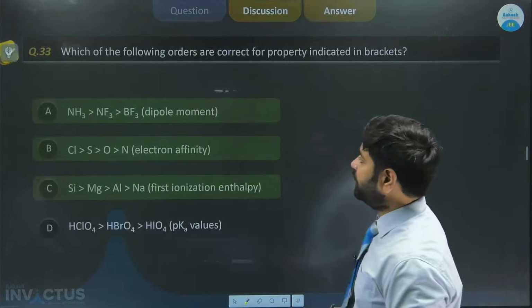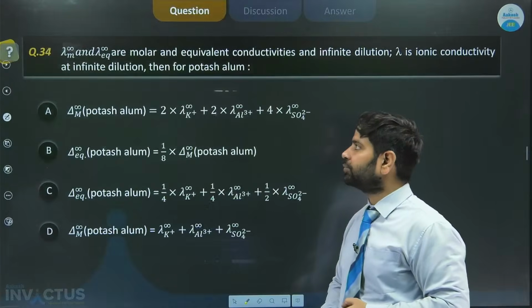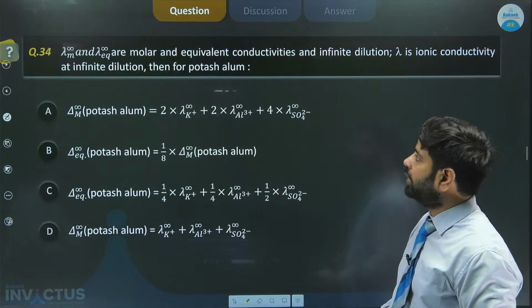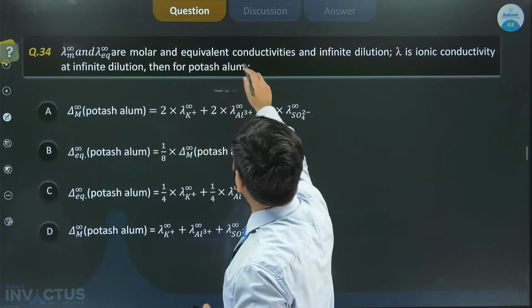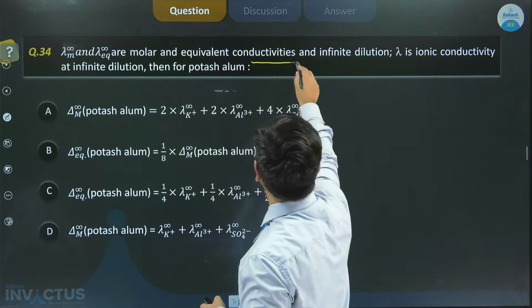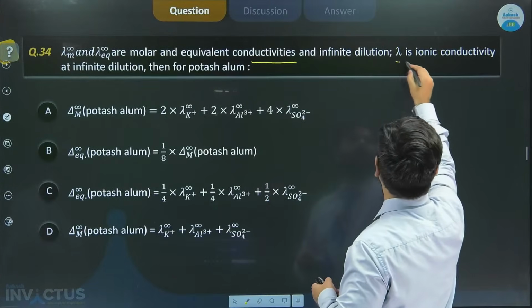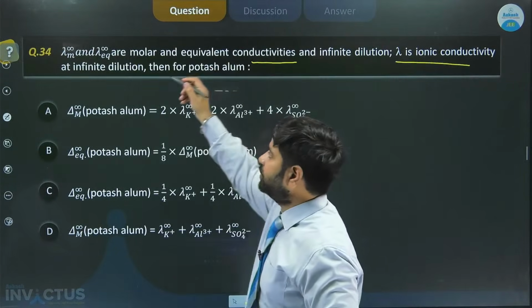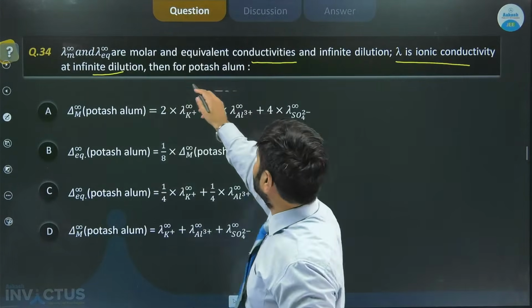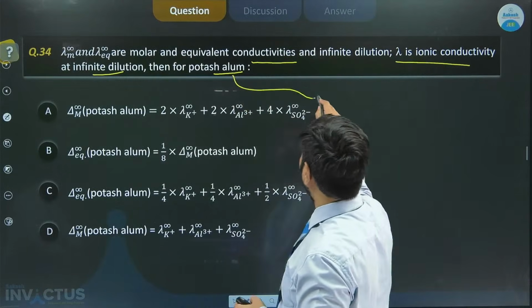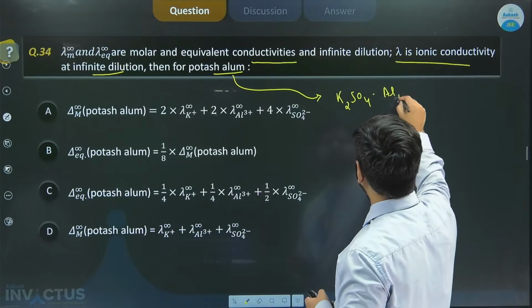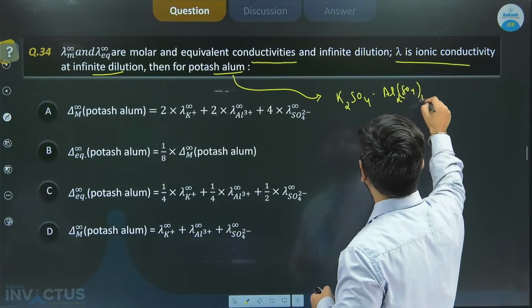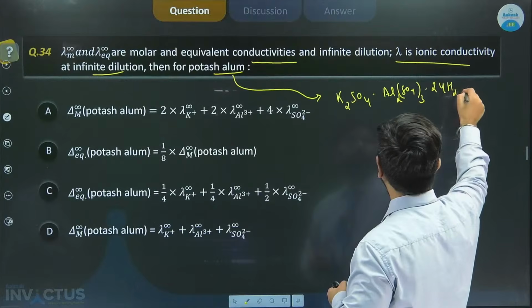Now let's check the answer to this question. A, B, C are given. Question number 34. Lambda m infinity and lambda equivalent infinity are molar conductivity and equivalent conductivities given to you. And lambda is the ionic conductivity of ions at infinite dilution. Then for the potash alum, what is the formula of potash alum? K2SO4 dot Al2(SO4)3 dot 24H2O.